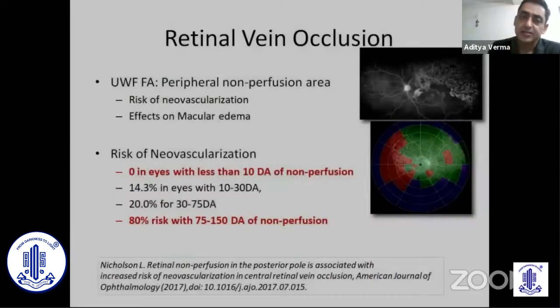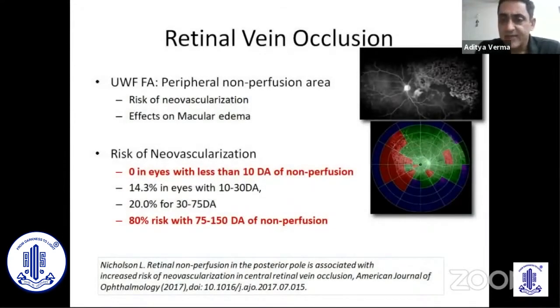And talking about the retinal vein occlusion, one important study which I'm going to quote here is from Nicholson et al. They showed that the risk of neovascularization was 0 in eyes with less than 10 disc areas of non-perfusion, which increased to about 80% when the non-perfusion area increased to about 75 to 150 disc areas. This is not very significant.